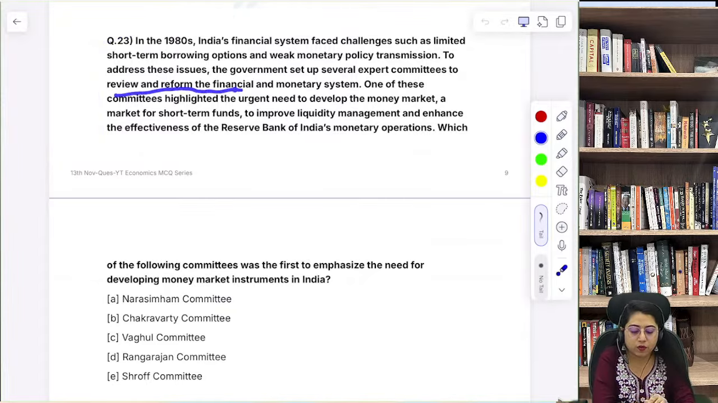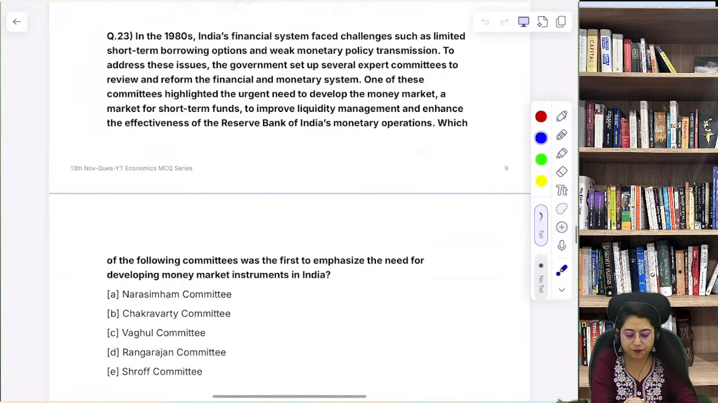To review and reform the financial and monetary system, one of these committees highlighted the urgent need to develop the money market, a market for short-term funds to improve liquidity management and enhance the effectiveness of the Reserve Bank of India's monetary operations. Which of the following committees was first to emphasize the need for developing money market instruments in India? Committee बतानी है?